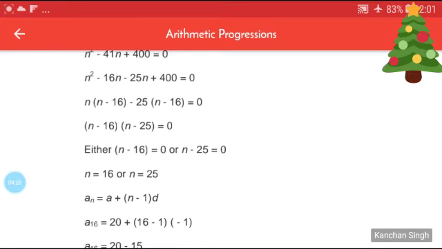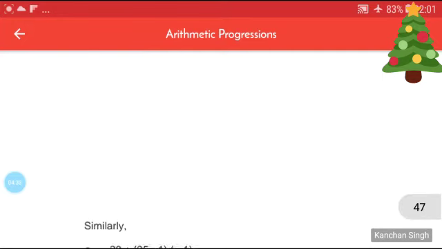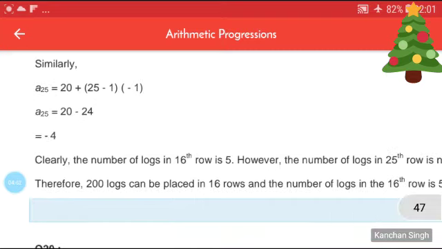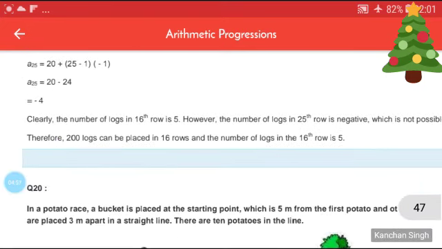So here an is equal to a plus (n minus 1)d. So a16 is 20 plus (16 minus 1) into minus 1. So a16 is equal to 20 minus 15, that is a16 is 5. Similarly, a25 is a plus 24d. So 20 plus (25 minus 1) into minus 1. So 20 minus 24 becomes minus 4. So clearly, the number of logs in the 16th row is 5. However, the number of logs in the 25th row is negative, which is not possible. Therefore, 200 logs can be placed in 16 rows and the number of logs in the 16th row is 5.